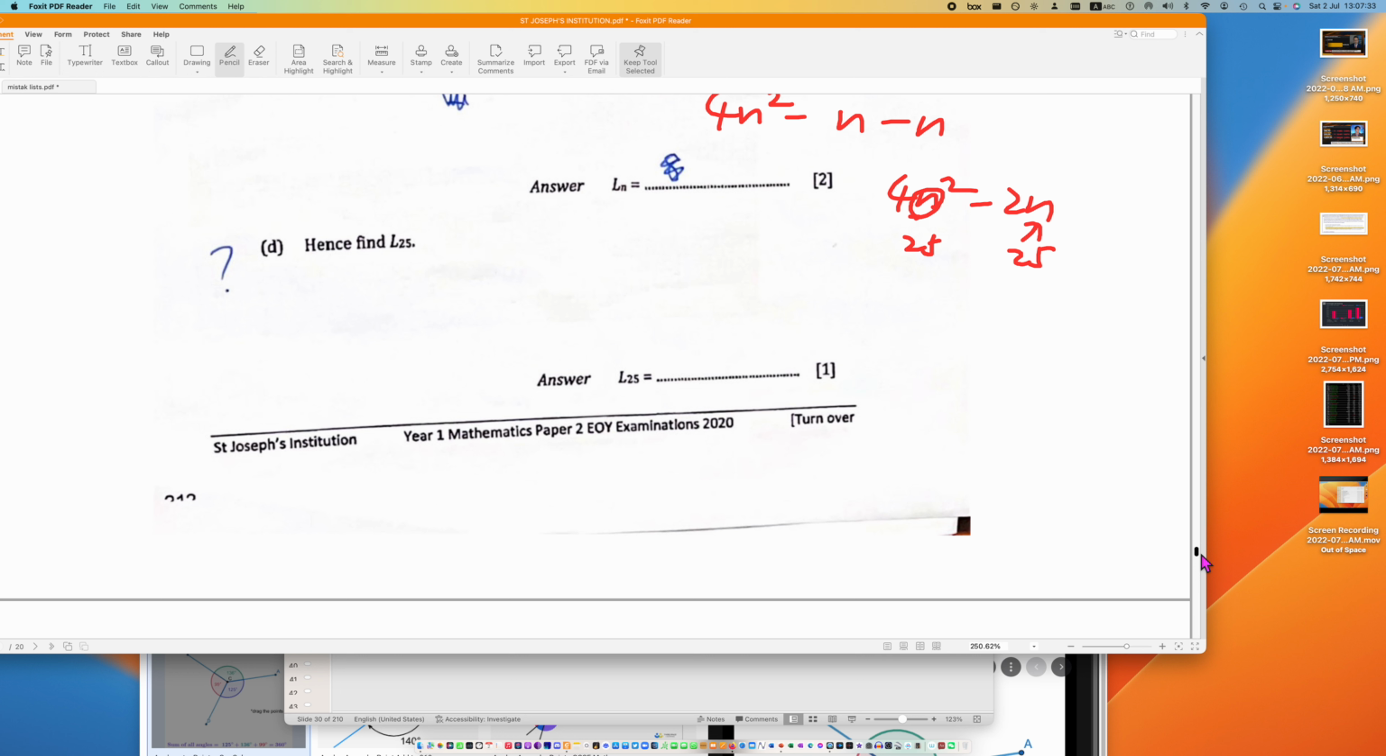Base times height divided by 2 is 60. Stop using your formula. My formula is half times base times height. That will give you 60. 4 times h is 60, so h is 50. Make sense? So you can solve the rest.